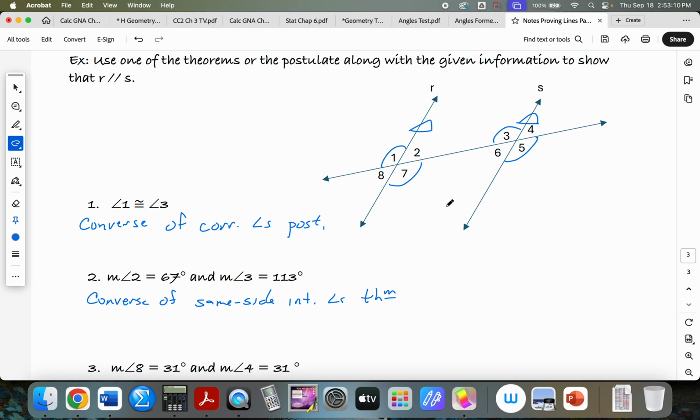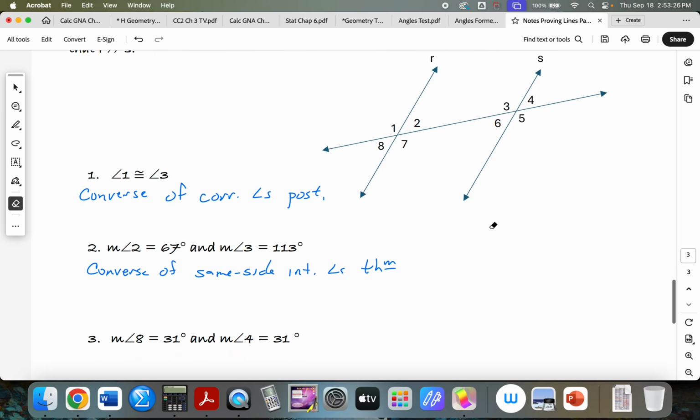No, that's a terrific question. It's not just magic when we decide. Some of these are theorems and some of them are postulates, and we're not going to tell you why. Just memorize that. All right, let's look at the next one.